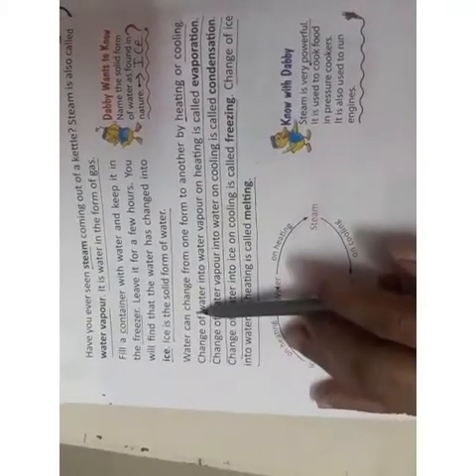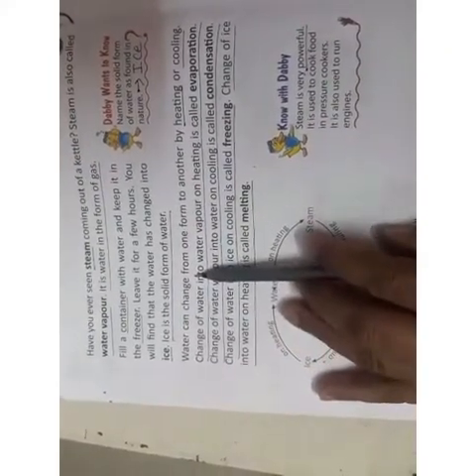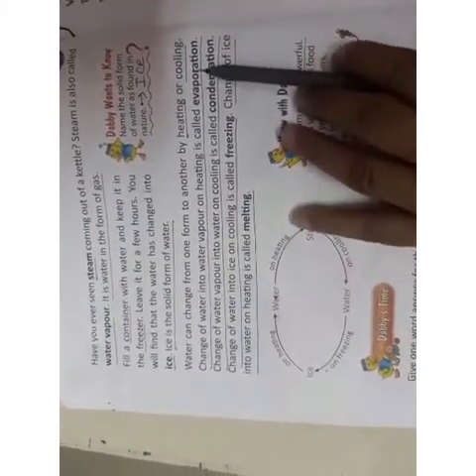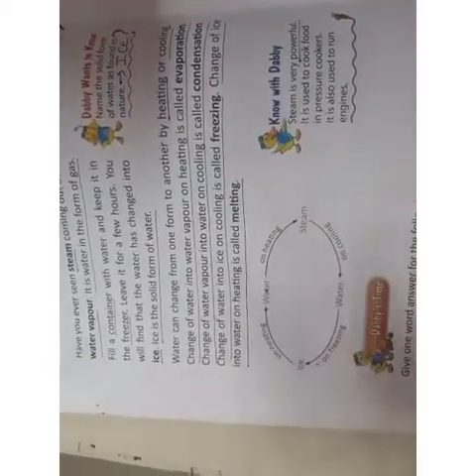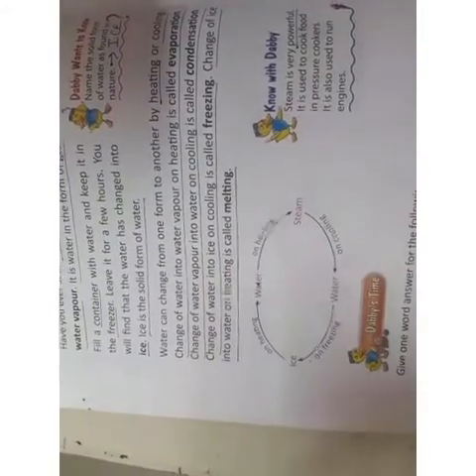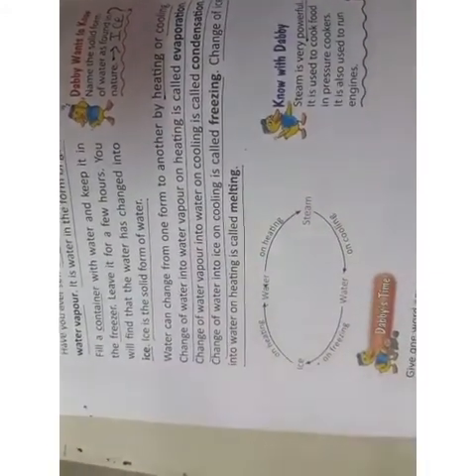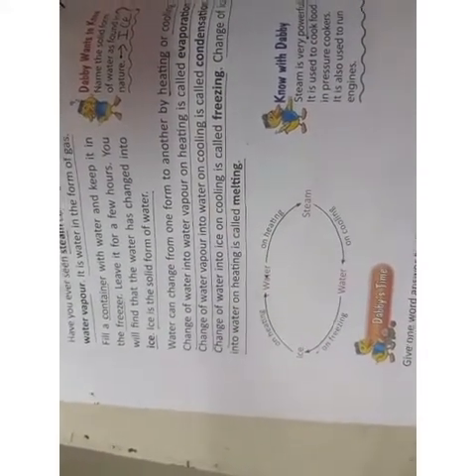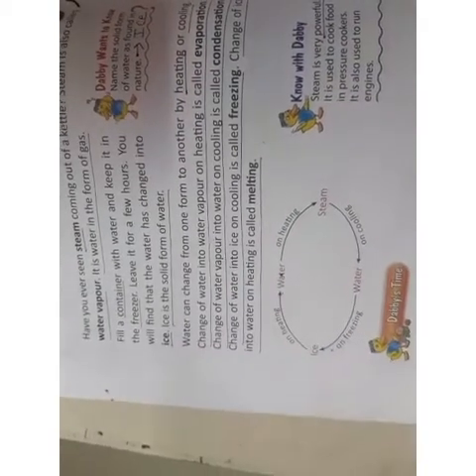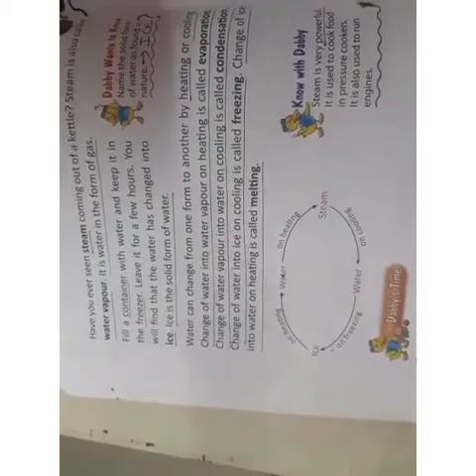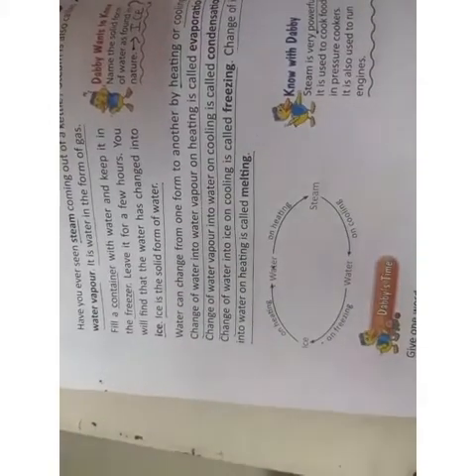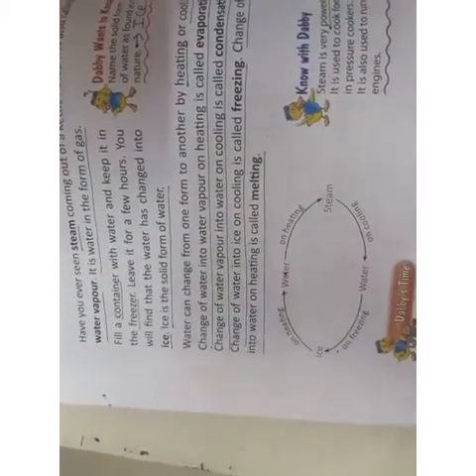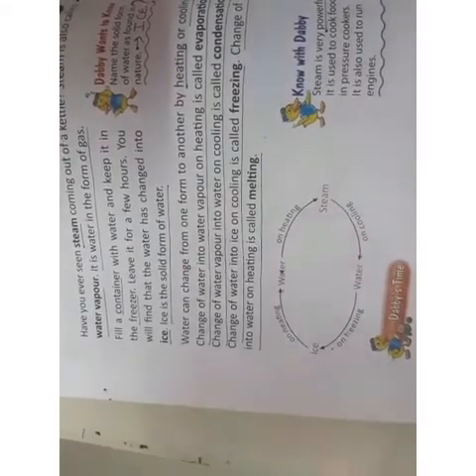Now we can change from one form to another by heating or cooling. Now, water. If we use the water in the liquid form as it is, but if we want to change the water into gas form or into steam, then we have to boil the water. That means we have to heat the water. And if we want ice, then we have to cool the water. That means we can change the form of water either by heating or by cooling.